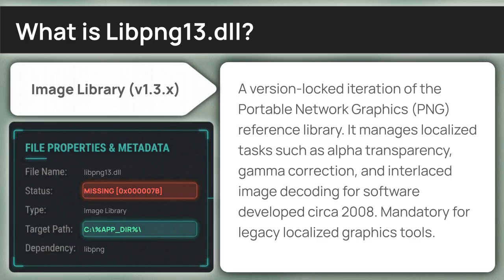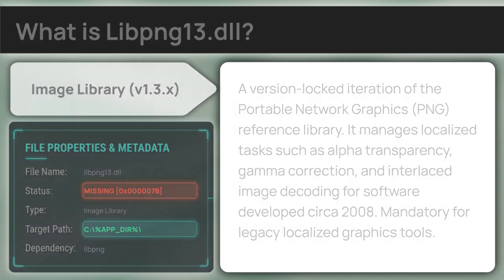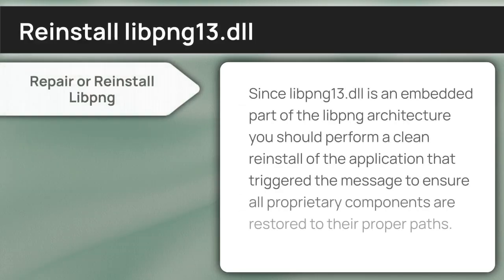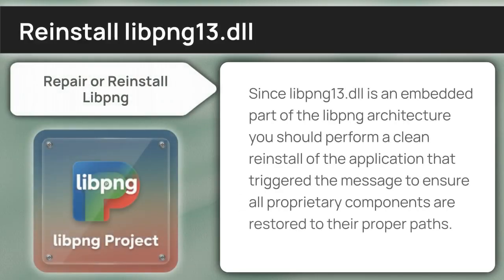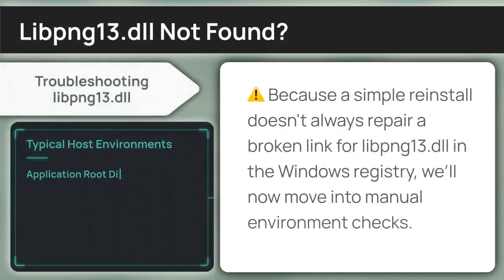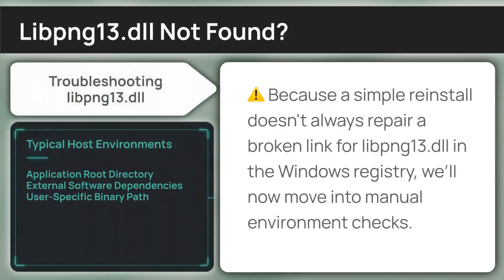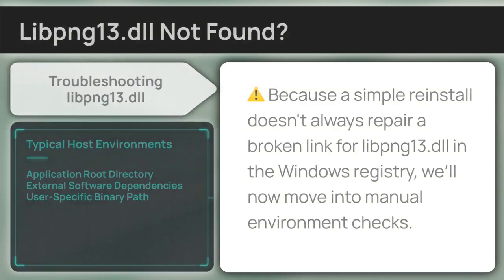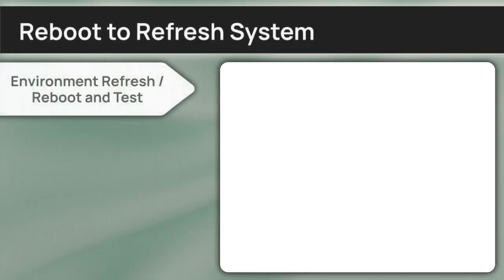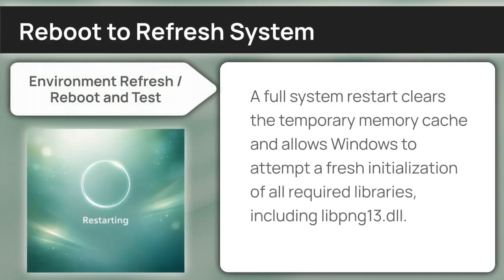Now let's apply the fix by reinstalling the shared system library. Since the libpng13 library DLL is an embedded part of the libpng architecture, you should perform a clean reinstall of the application that triggered the message to ensure all proprietary components are restored to their proper paths. If you're still seeing the missing file notification, we should attempt to force a synchronization between the software and the OS. A standard reboot clears out temporary memory conflicts and gives the Windows loader another chance to properly register the libpng13 library component during startup.